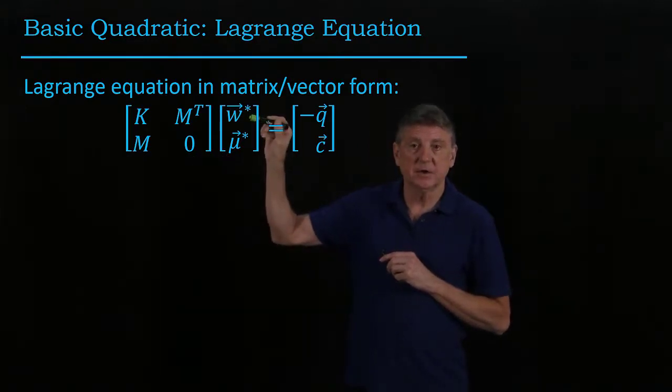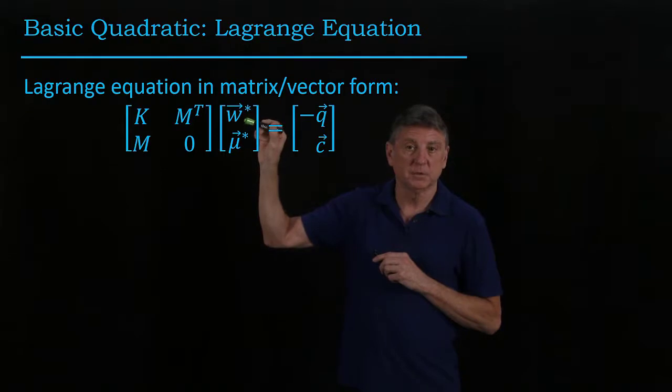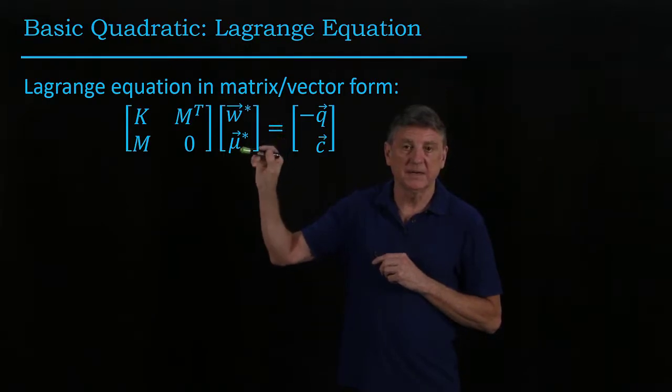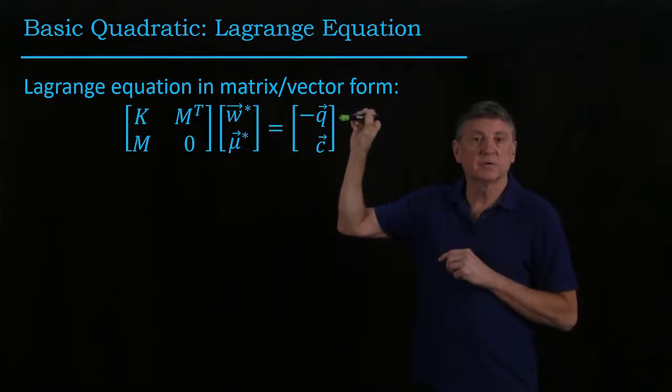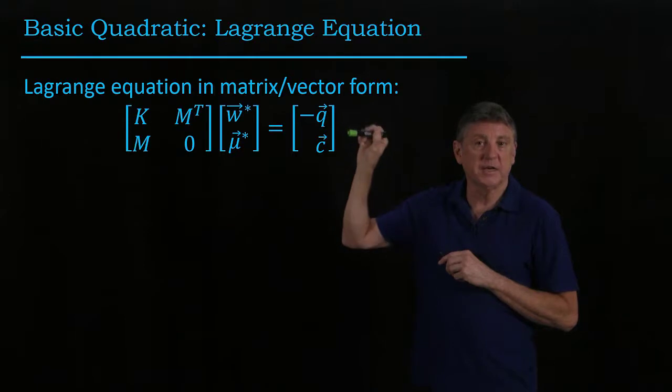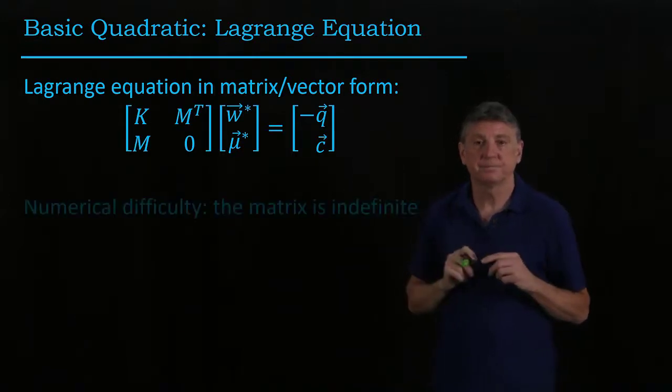This is the argument, and it's the optimal argument that we'll be finding. This is one or more Lagrange multipliers, and here is the Q vector that comes out of the linear form of the quadratic equation, and this is the constraint vector.